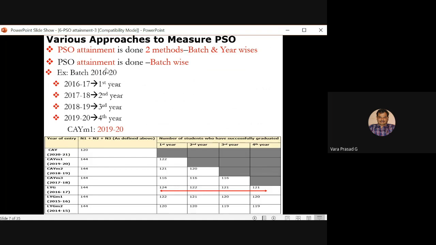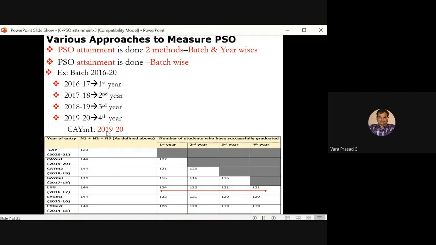I already told you that when you say 2016, this batch belongs to the first year. 2017-18, second year. 2018-19, third year. 2019-20, it is the final year. In the sense, this is batch-wise. The student admitted in 2016 will pass out only in 2020. In 2020, you will get the degree.